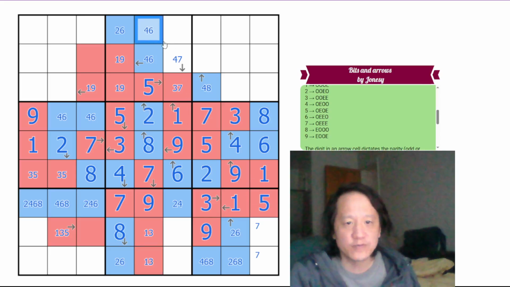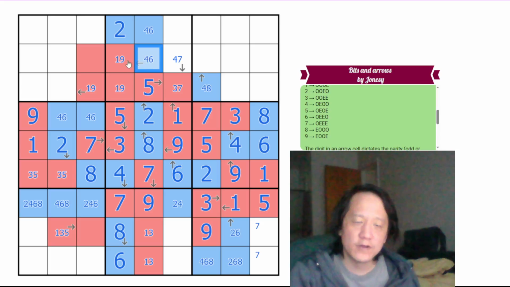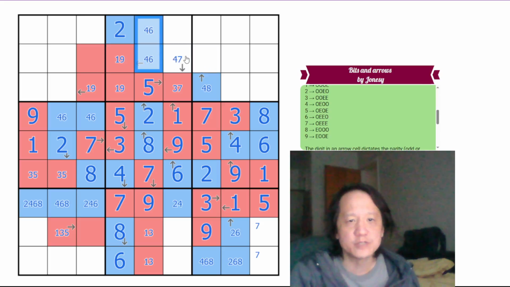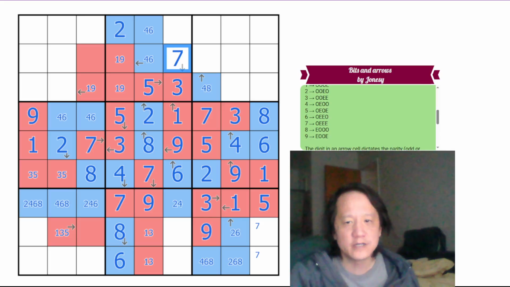This becomes a 4-6 pair, which eliminates 4 and 6 in the rest of the box. So this can't be 4 or 6. This is 2, which makes this 6. What is odd even? It could be either one. This 4-6 pair, though, eliminates 4 and 6 in the rest of the box. So this is 7, which makes this 3. So 7 is odd. It's odd itself. That leaves even in the rest of the box. So this is 8. And it must be odd, even, even, even.